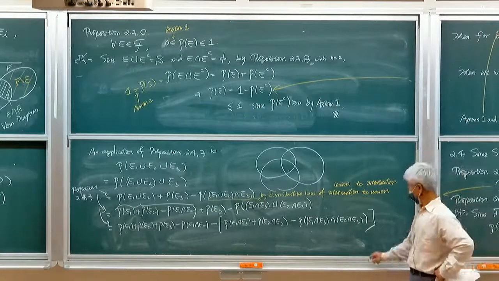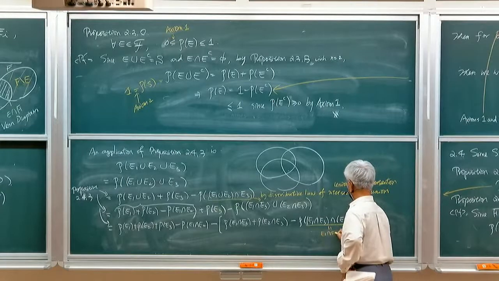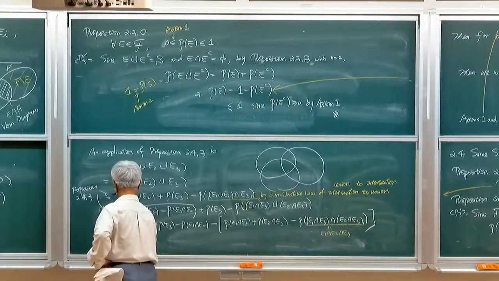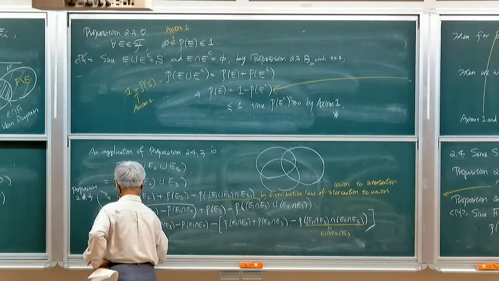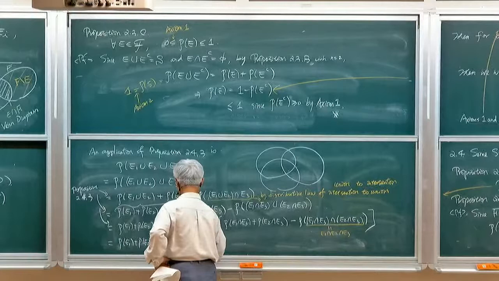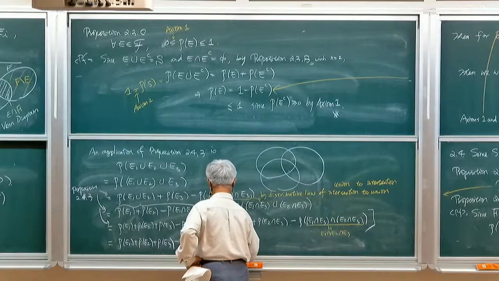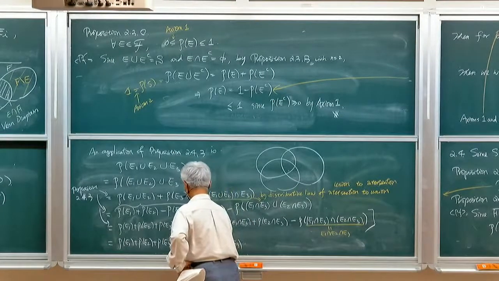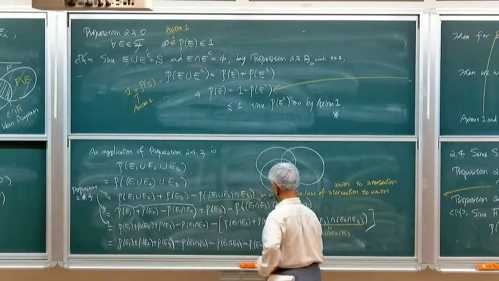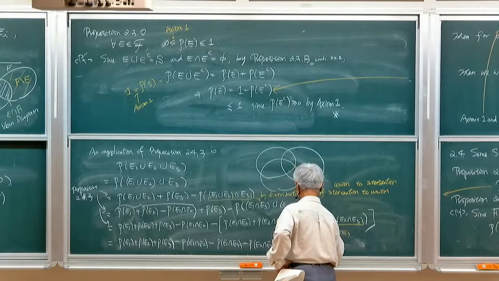Together. But this intersection is equal to E1 intersect E2 intersect E3. So finally, we have P(E1) plus P(E2) plus P(E3) minus P(E1 intersect E2) minus P(E1 intersect E3), minus P(E2 intersect E3). Now, the last is plus P(E1 intersect E2 intersect E3).